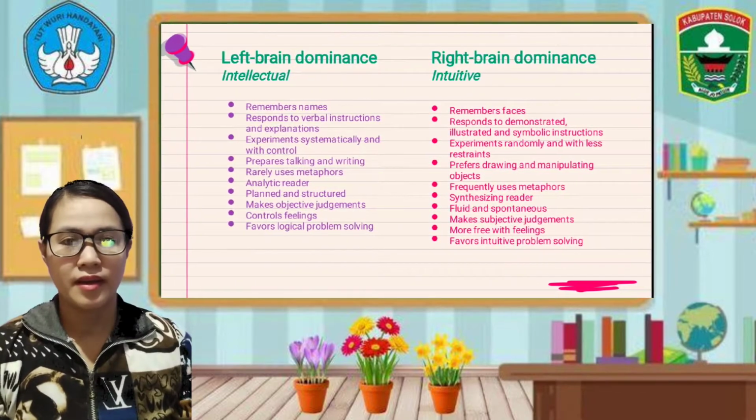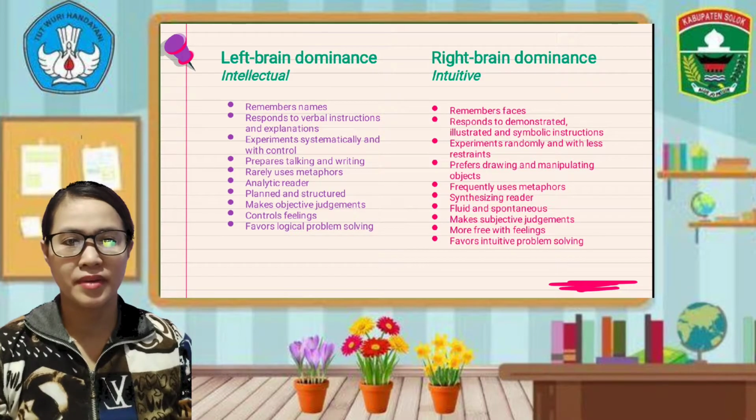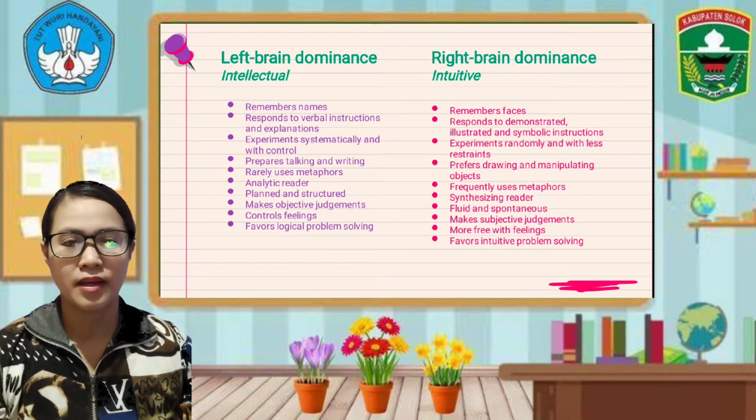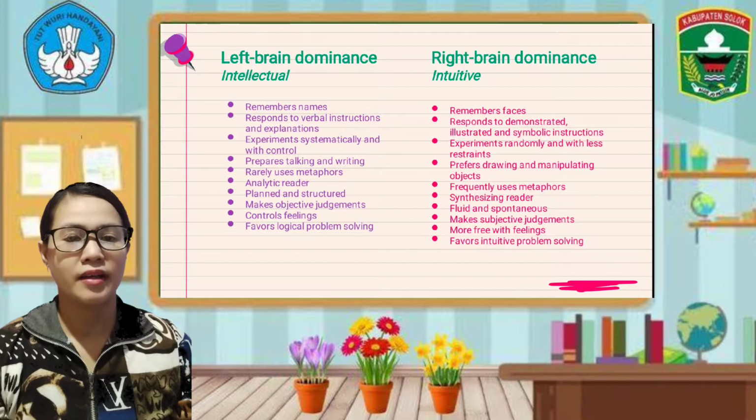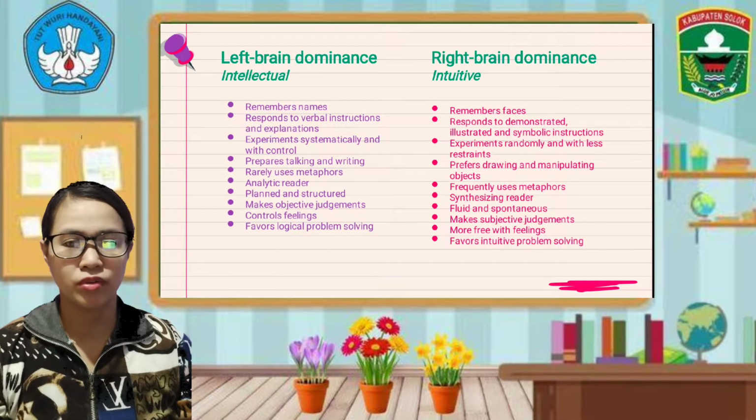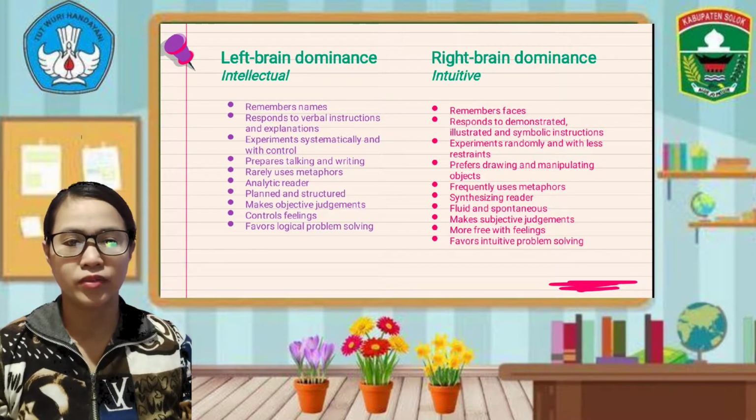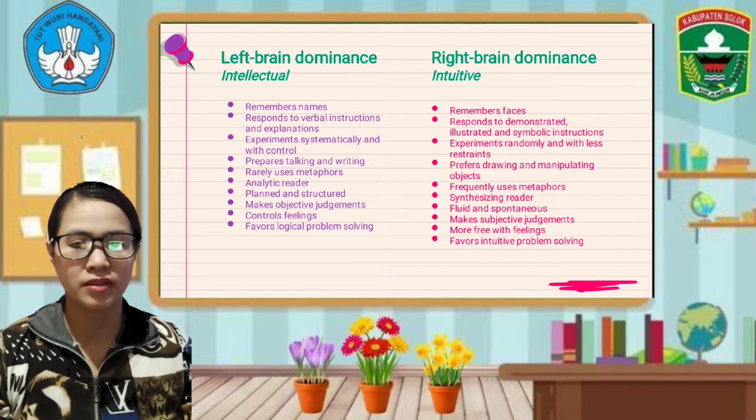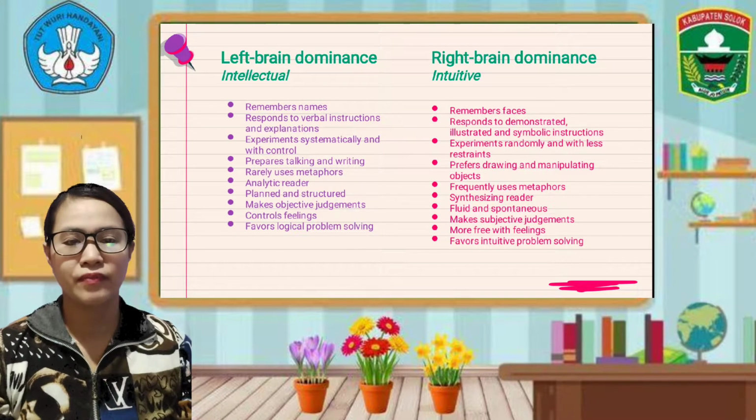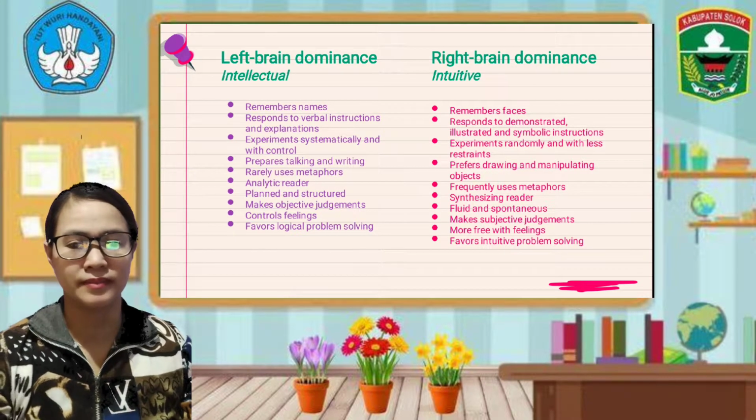We have here the left and right brain dominance, where left brain dominance is for intellectual, that remembers names, responds to verbal instructions and explanations, experiments systematically and with control, prepares talking and writing, rarely uses metaphors, analytic reader, planned and structured, makes objective judgments, controls feelings, and favors logical problem solving.